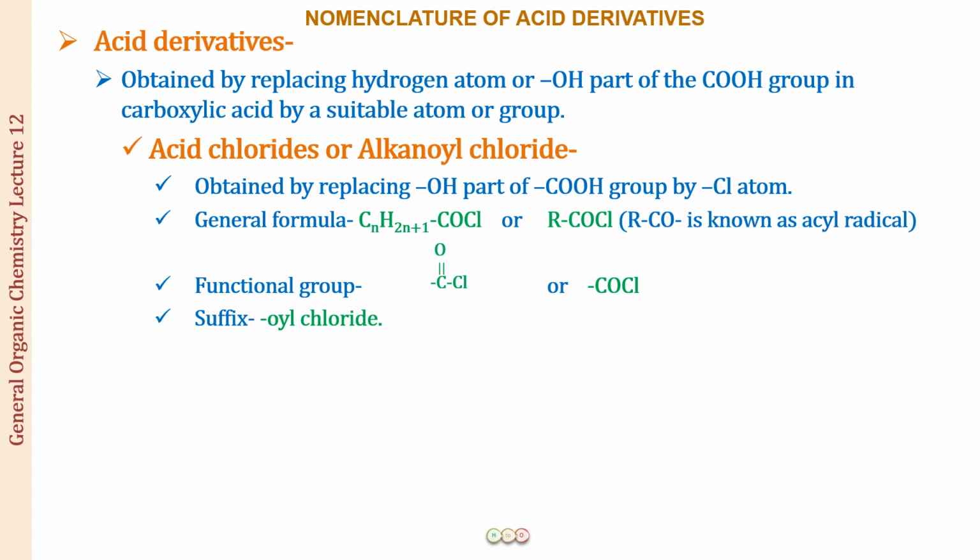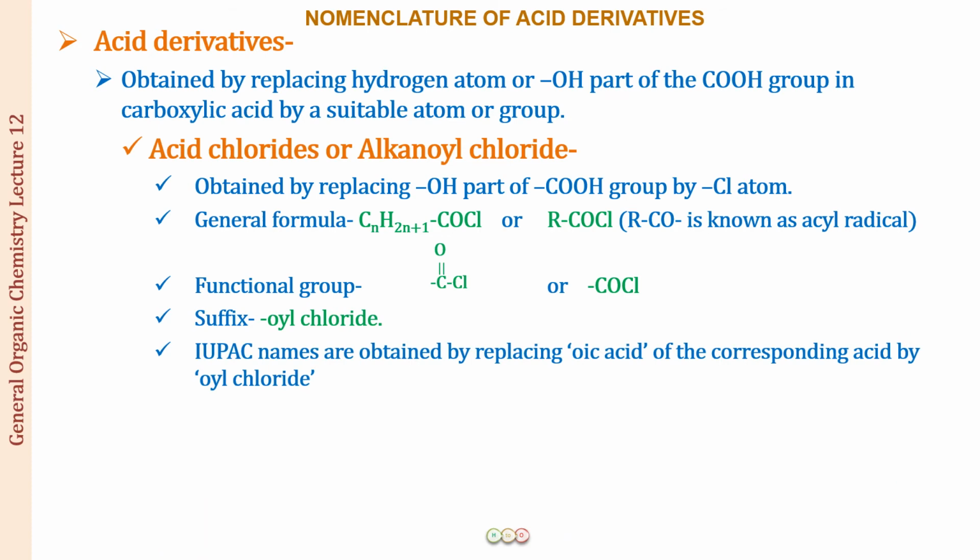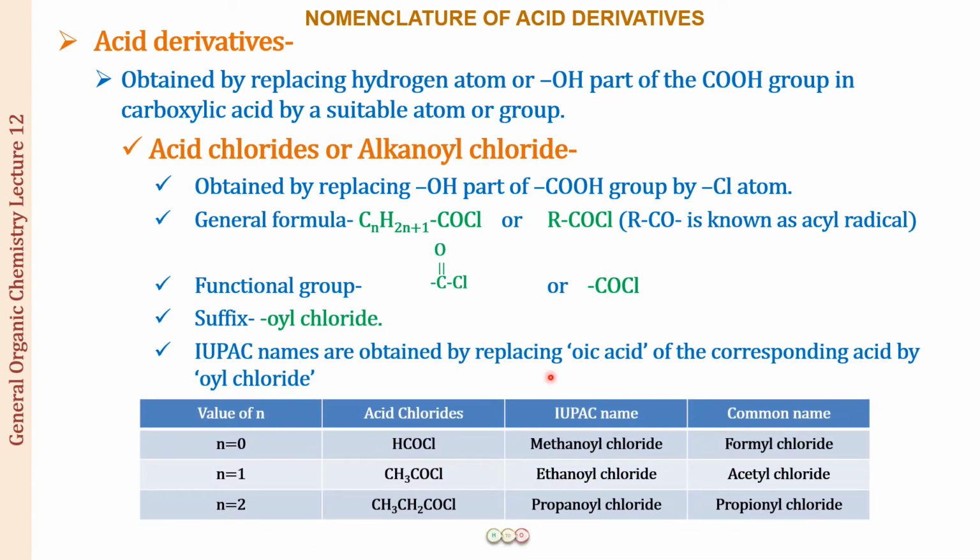So let us see a few examples. When we will be writing the IUPAC names, we will be replacing the oic acid of the carboxylic acid by the corresponding oyl chloride. So when n is 0, the acid we got was methanoic acid, right? Now from the methanoic acid, we have removed the OH group and replaced it by a Cl atom. So it is going to be methanoyl chloride. And the common name, it was formic acid, so now this becomes formyl chloride.